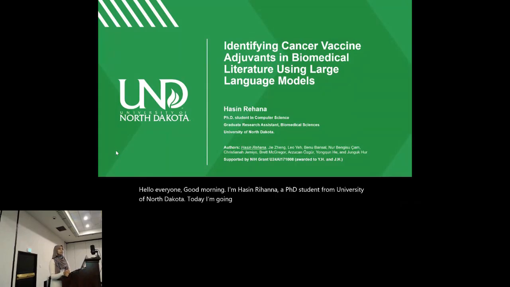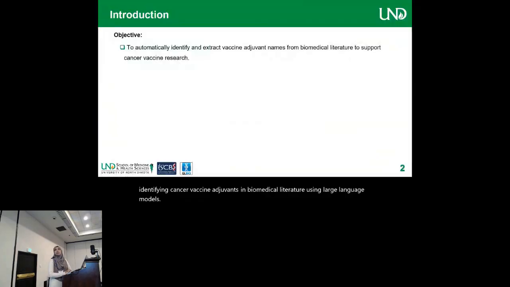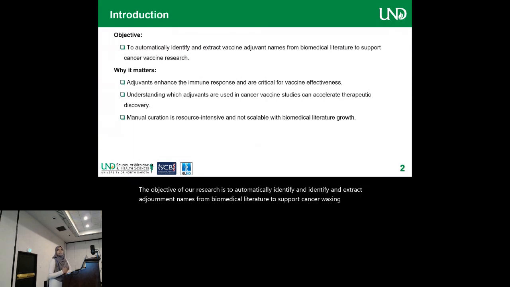Today I'm going to present our work on identifying cancer vaccine adjuvants in biomedical literature using large language models. The objective of our research is to automatically identify and extract adjuvant names from biomedical literature to support cancer vaccine research. Why is it important? Adjuvants enhance the immune response, which is critical for vaccine effectiveness. Understanding which adjuvants are used in existing cancer research can help us accelerate therapeutic discovery.